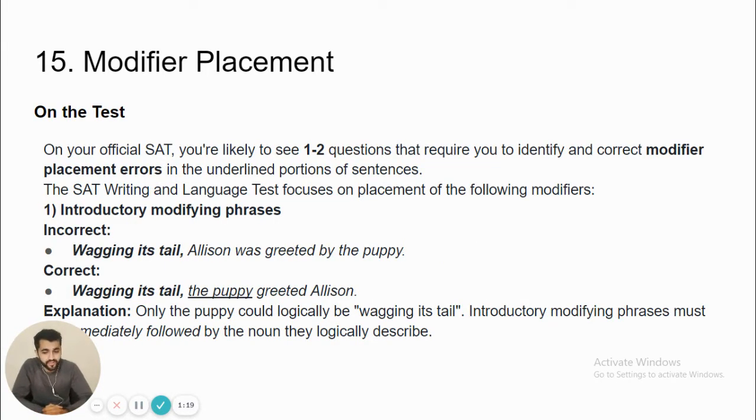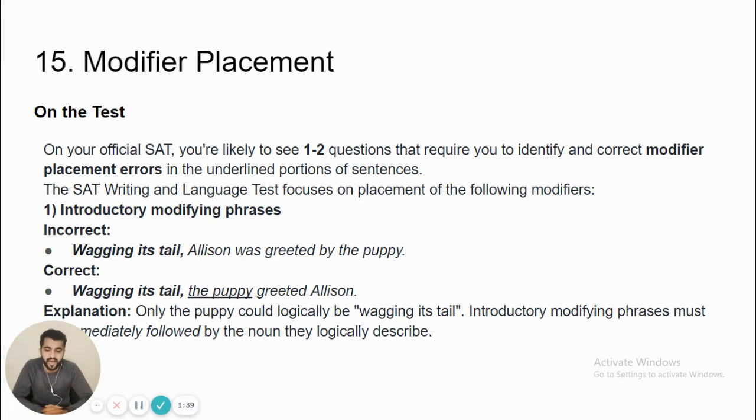On your official SAT, you're likely to see 1 to 2 questions that require you to identify and correct modifier placement errors in the underlined portion of sentences. The SAT writing and language test focuses on placement of the following modifiers. Number 1, introductory modifying phrases. And this is something we've just covered.